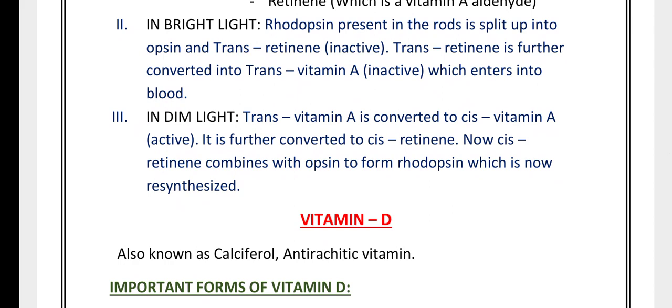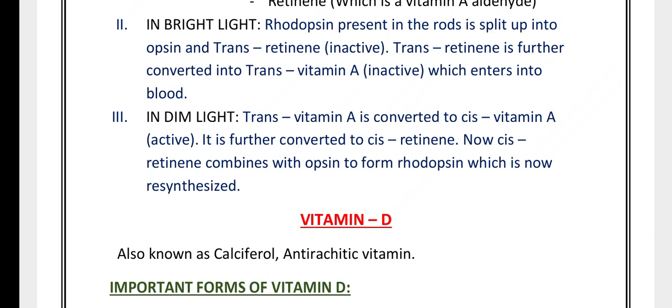In bright light, rhodopsin present in the rods is split up into opsin and trans retinine in inactive state. This trans retinine is further converted to trans vitamin A, which is in inactive state and which enters into blood. In dim light, trans vitamin A is converted to cis vitamin A, which is active. This active cis vitamin A is further converted to cis retinine. Now this cis retinine combines with opsin to form rhodopsin, which is now resynthesized. So that's all about vitamin A.